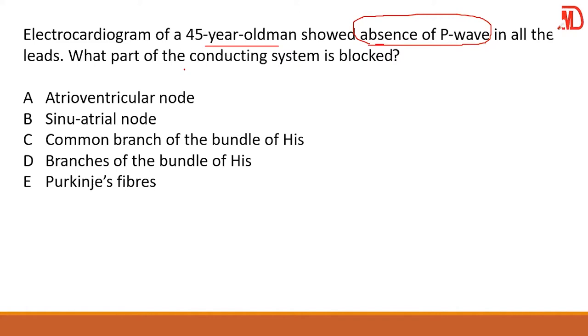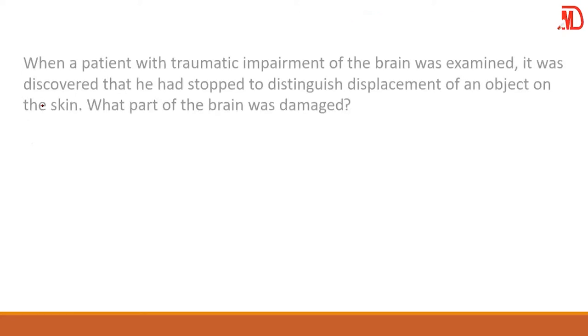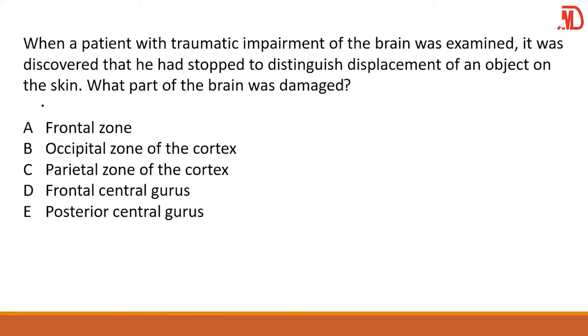The question is, what part of the conducting system is blocked? You are thinking of the sinoatrial node, so your answer is B. In the atrioventricular node, you are thinking of the ventricles, which means the ventricles are not contracting. If the QRS complex is absent, that means there is AV blockage. That is just by the way. This is why I said the questions are repeating themselves.